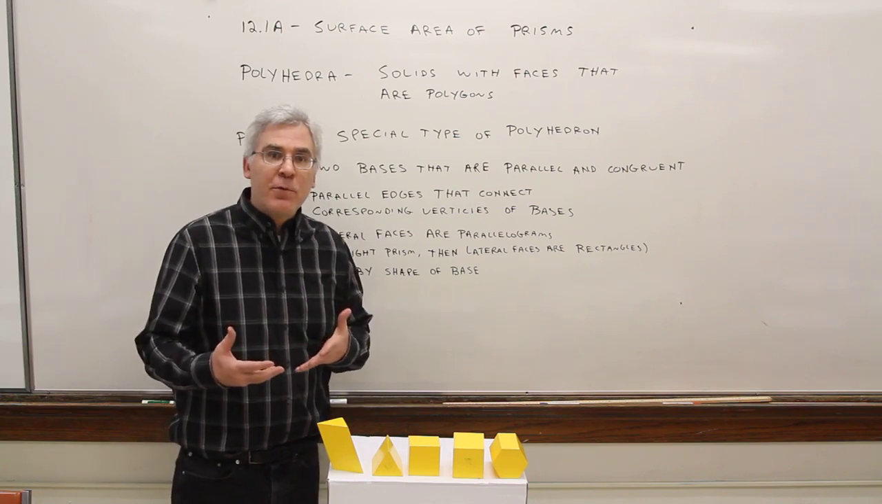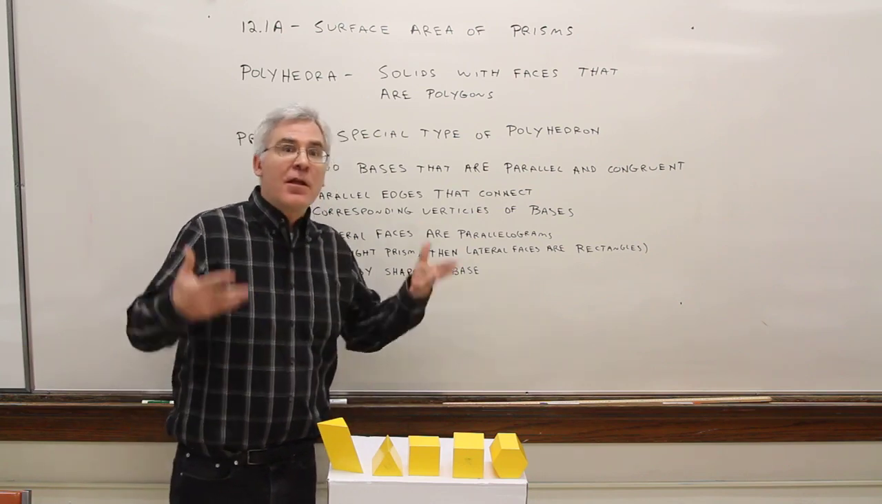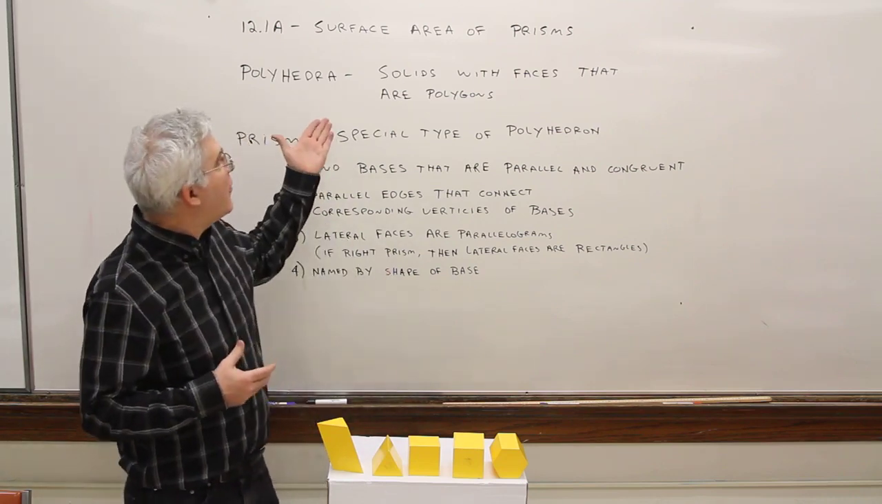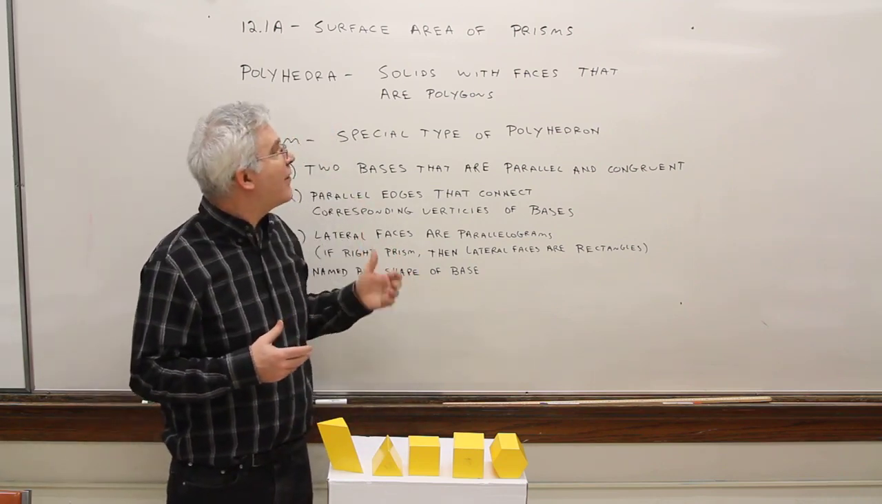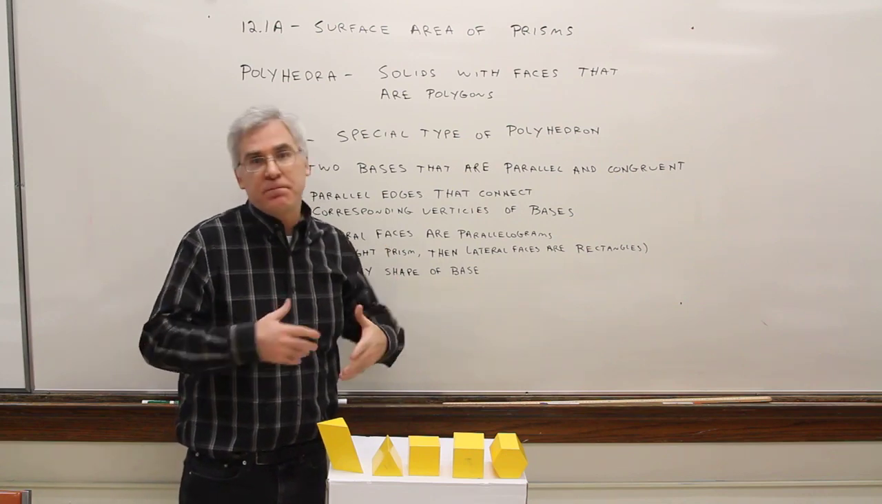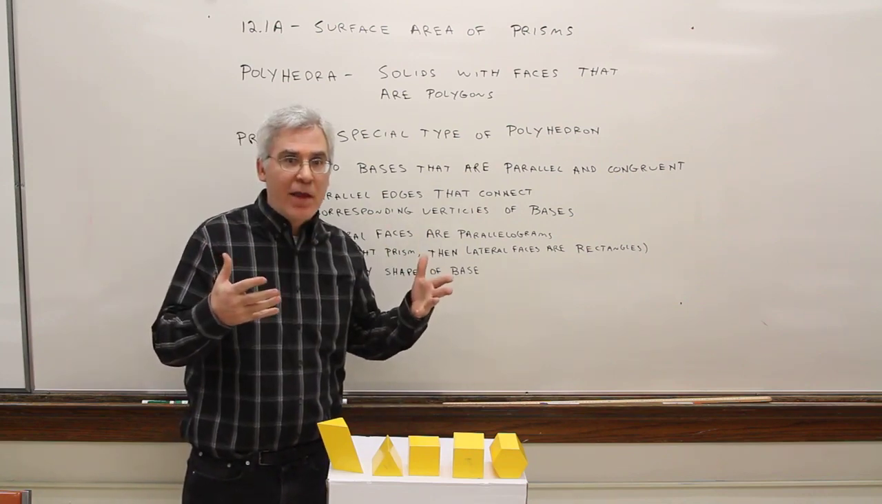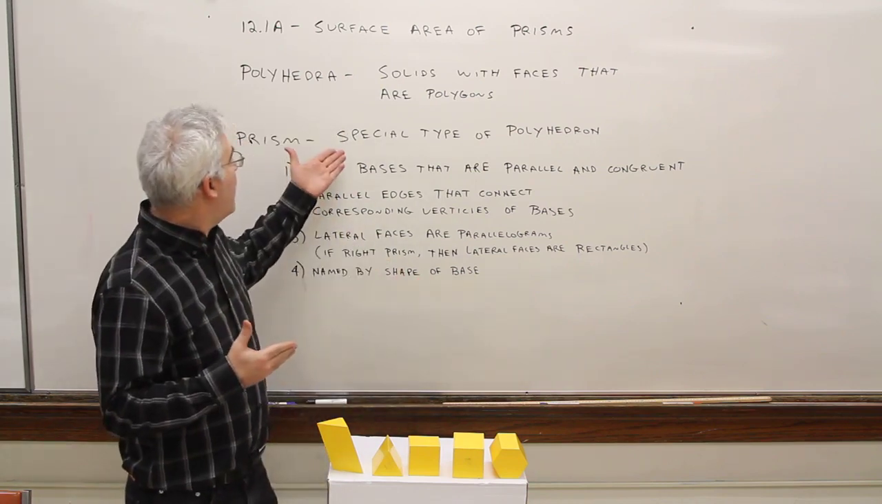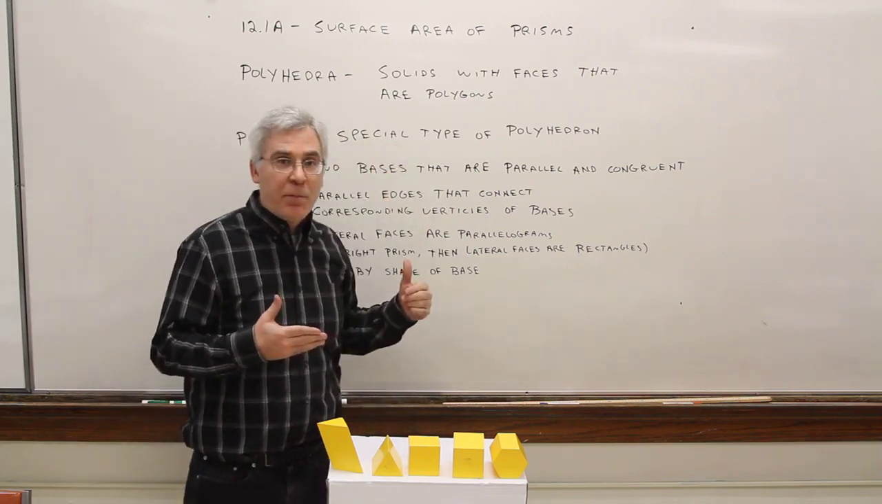What I first want to do is define a polyhedron and then a special type of polyhedron, which is a prism. First, polyhedra. Polyhedra are solids with faces that are polygons. Okay, so there's many different types of polyhedra. However, what we're going to be concerned with is prisms. So prisms are a special type of polyhedron.